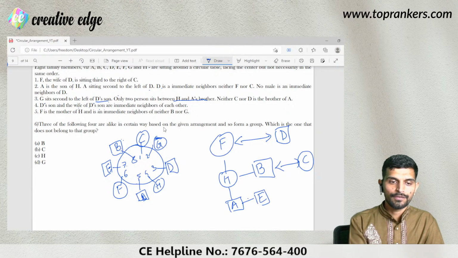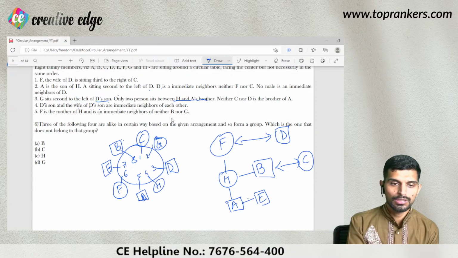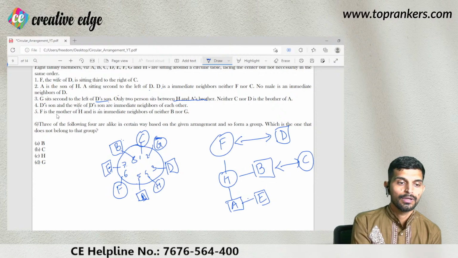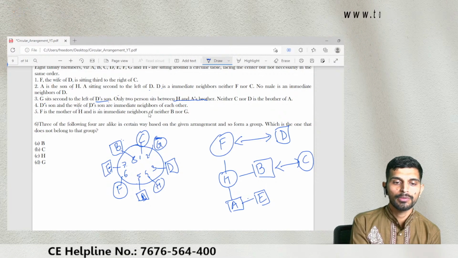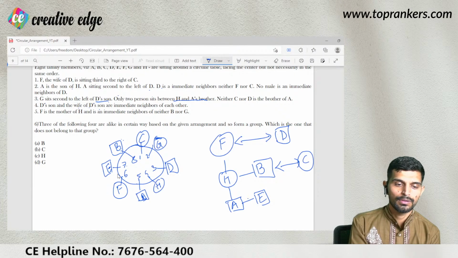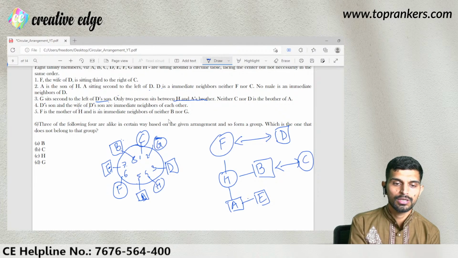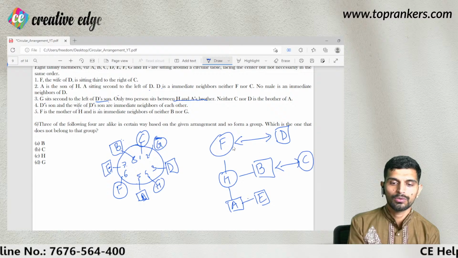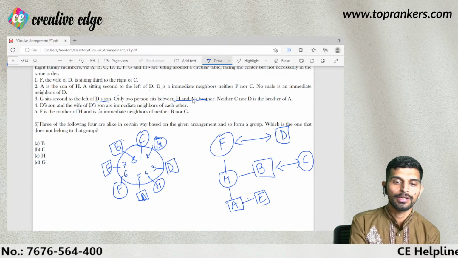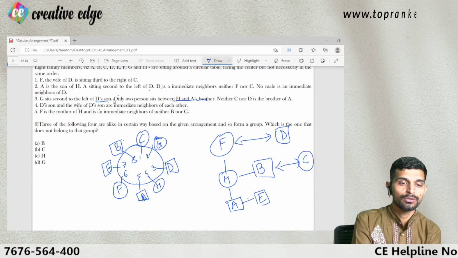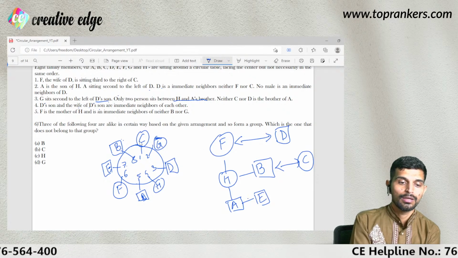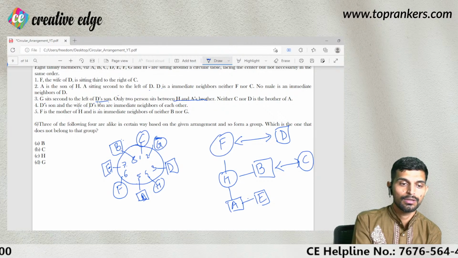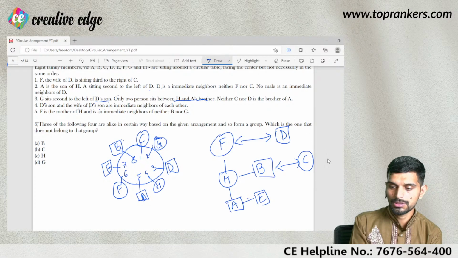So the only person left is G. G is the only person left. F is mother of H and is an immediate neighbor of neither B nor H, and nor G. D's son and D's son's wife are together. 1, 2, 3, 4, 5, 6, 7. Only person left is G. G sits second to the left of D's son. D's son, second to the left is G, right? So I'm not sure about G.